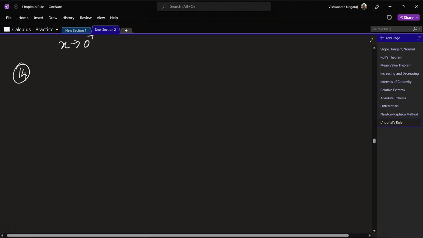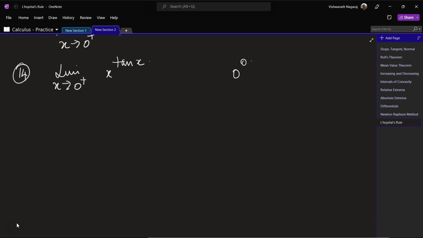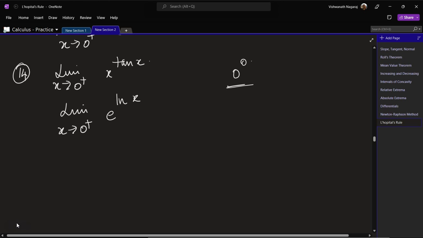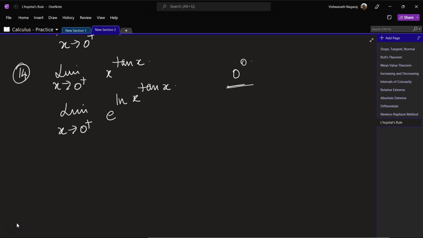Let's look at the 14th one. The limit as x approaches 0 from the positive side of x to the power of tan x. Okay, if we do the substitution, we get 0 to the power of 0. Tan 0 is 0, so it is an indeterminate form. What we'll do is we will again bring the tan down. So how do we do that? We exponentiate, then natural log of x to the power of tan x. E and natural log cancel out and we get the original back. Okay.